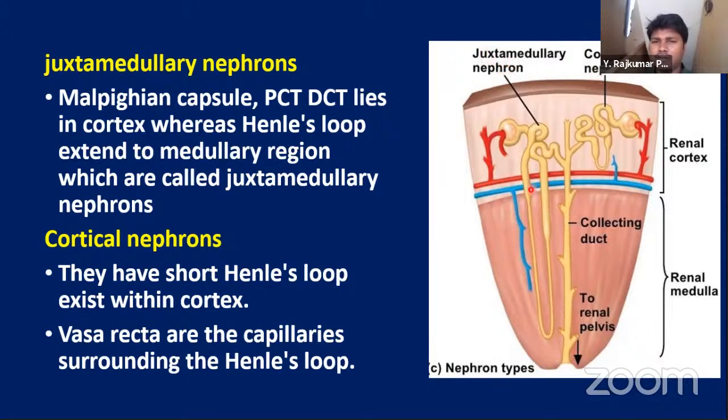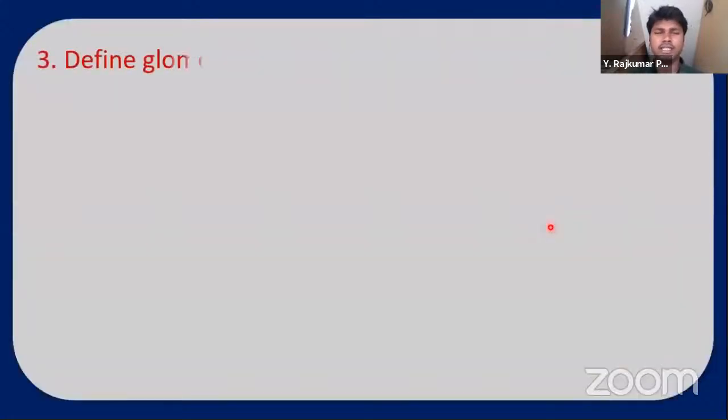In juxtamedullary nephron, the Henle's loop is extending in the medullary region of the kidney. Okay, hope you understood this question. Let's go to the third 2 marks question.